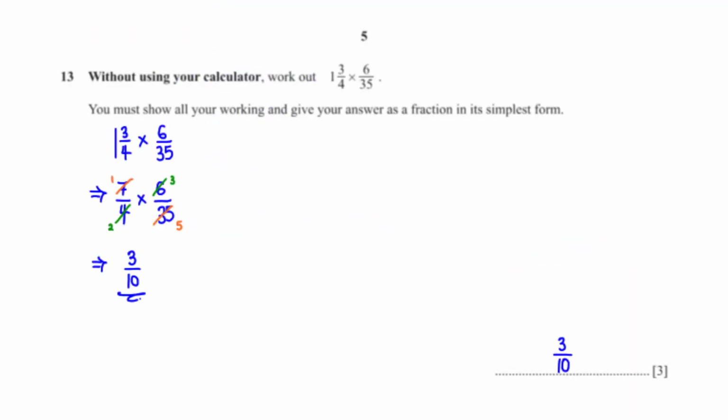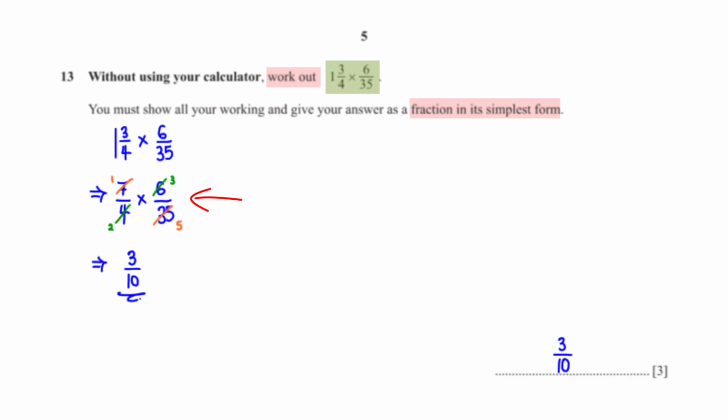Without using your calculator, work out 1 whole number 3 over 4 times 6 over 35. You must show all your working and give your answer as a fraction in its simplest form. So the first step is to convert the mixed fraction into an improper fraction, and that gives us 7 over 4 times 6 over 35.